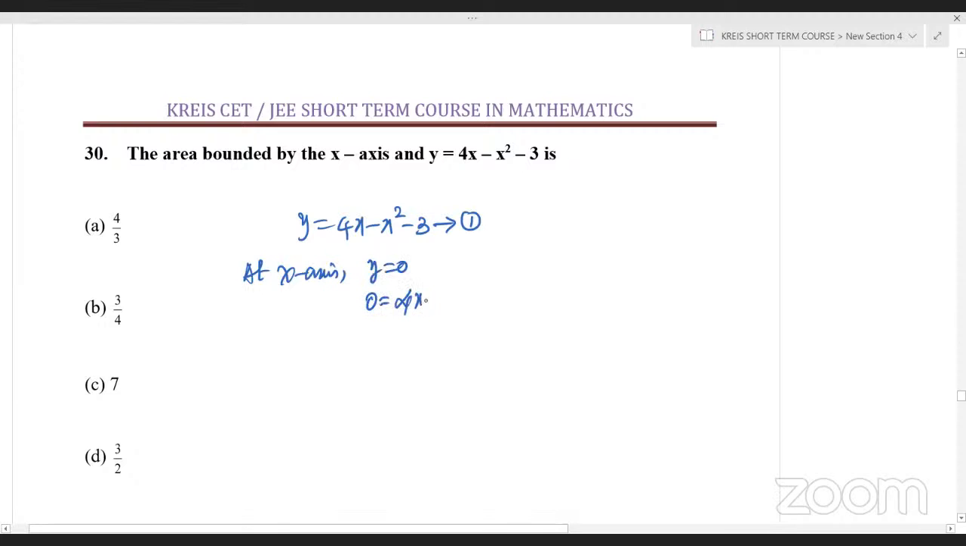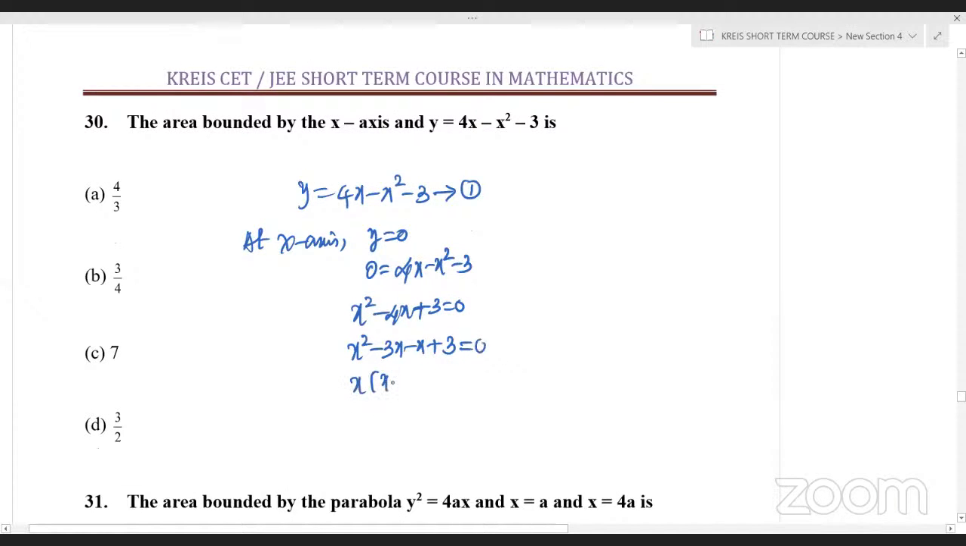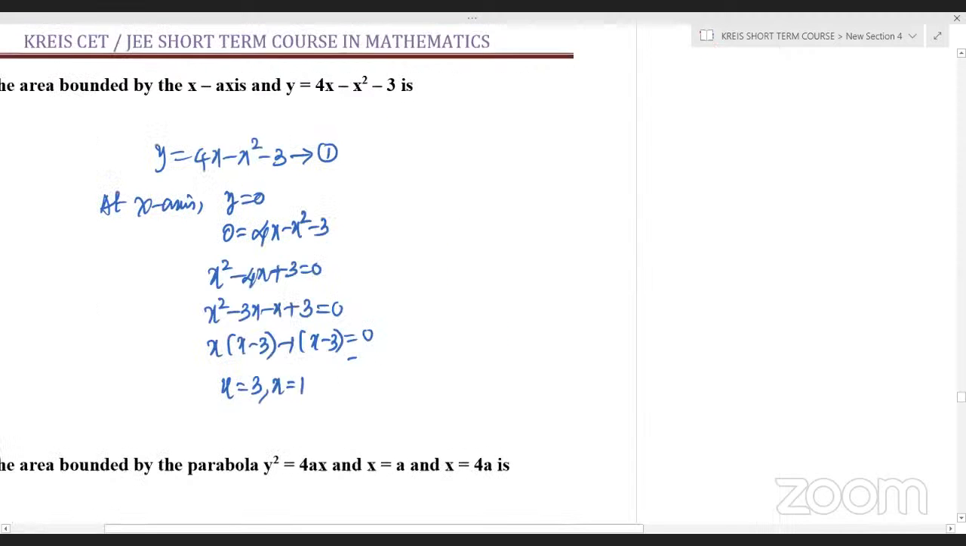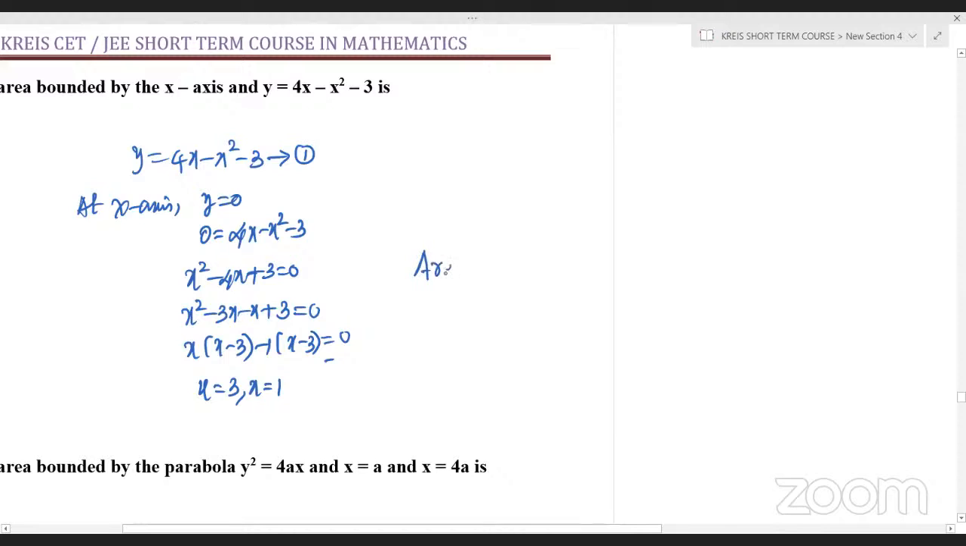So 0 is equal to 4x minus x squared minus 3, or x squared minus 4x plus 3 is equal to 0. x squared minus 3x minus x plus 3 is equal to 0 on solving. So this is x into x minus 3 minus 1 into x minus 3, it is equal to 0 you get. So it gives you x is equal to 3 and x is equal to 1. So required area is given by integral from 1 to 3, you get 4x minus x squared minus 3 with respect to x.